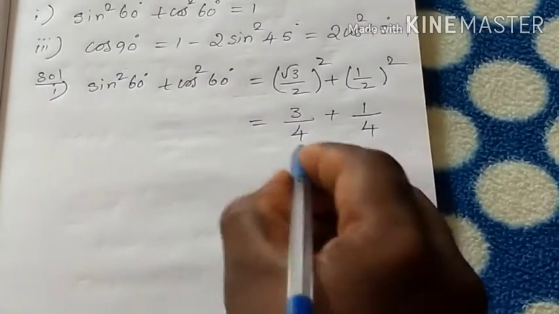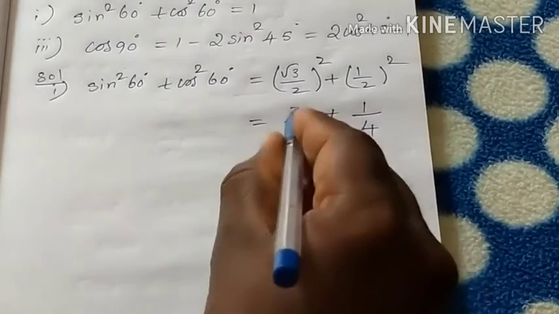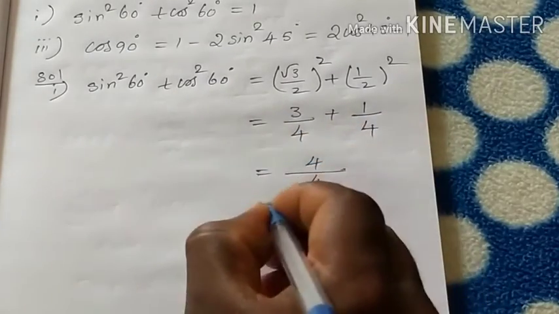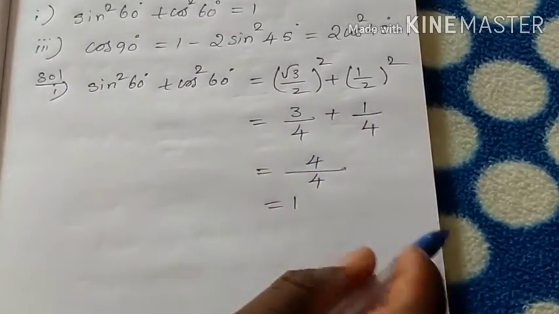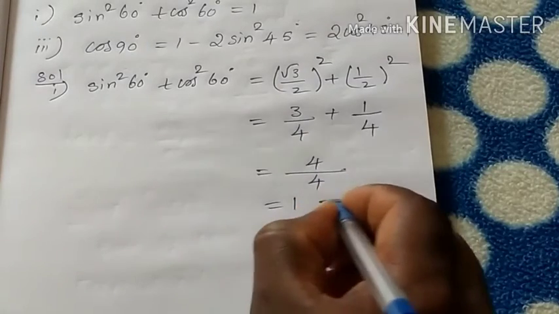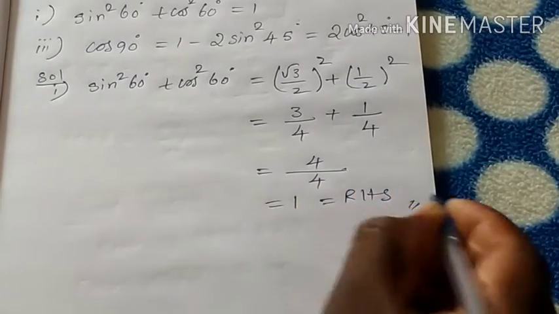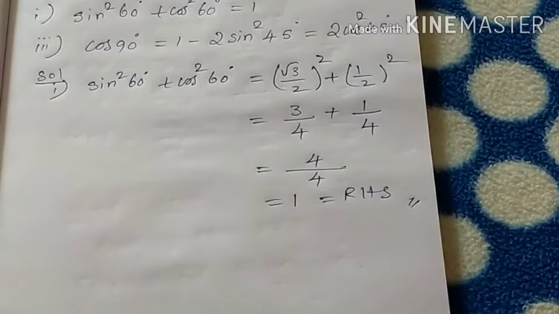Then 4 is the common denominator, so 3 plus 1 is 4, and 4 by 4 is 1. So we get the RHS value. This is equal to the RHS. Hence verified.